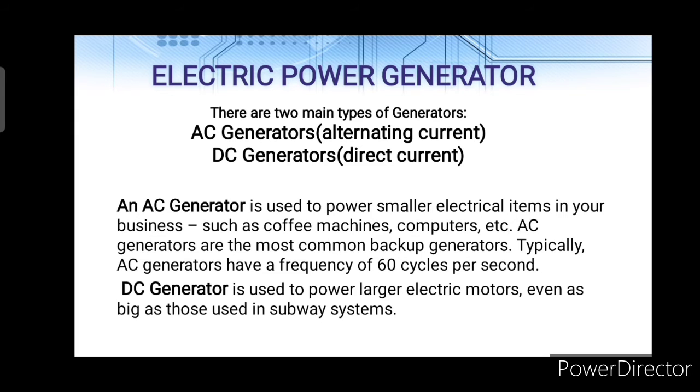And on the other hand, we have a DC or direct current generator. It is used to power larger electric motors, even as big as those used in subway systems.